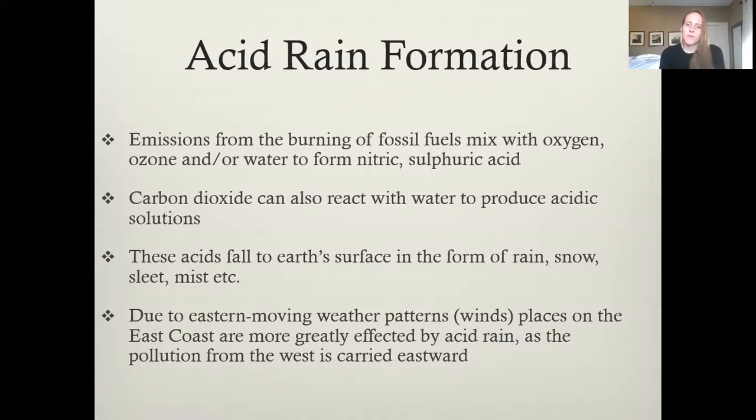So acid rain is formed when the emissions from burning fossil fuels mix with either oxygen, ozone, and/or water to form nitric acid and sulfuric acid. Carbon dioxide can also react with water to produce acidic solutions, and then this acid can fall to Earth's surface in the form of precipitation.